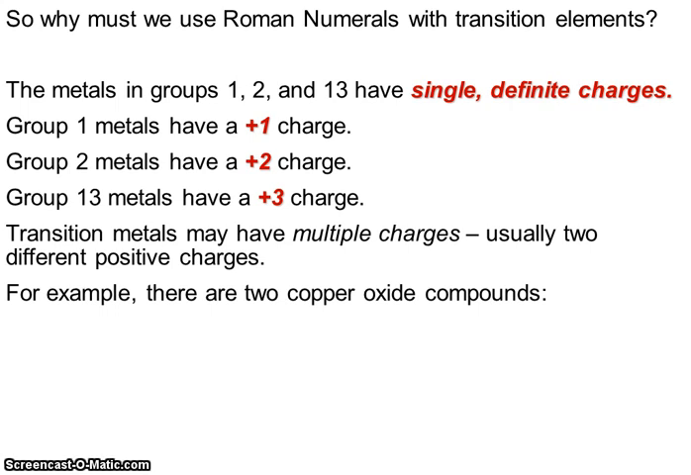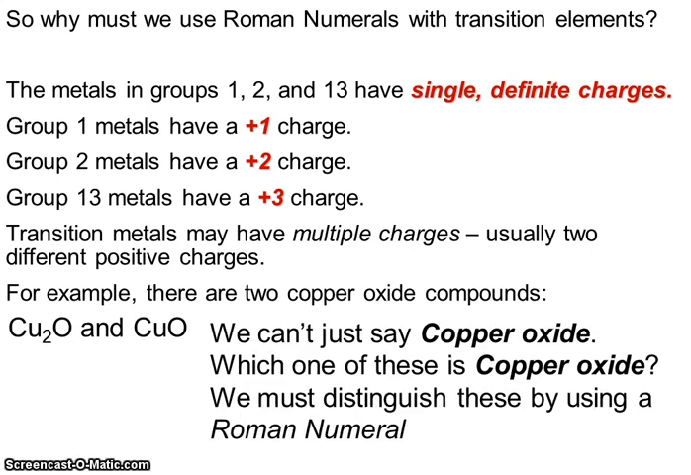For example, here we have two different copper oxide compounds. We can have Cu2O and CuO. Both of these are legitimate compounds. We can't just say copper oxide because there's more than one copper oxide. Which one are we talking about? This could be the difference in being in your kitchen and adding sugar or salt. I mean, they kind of look the same, right? But we need a definitive name for what they are.